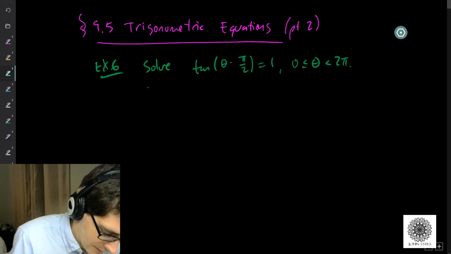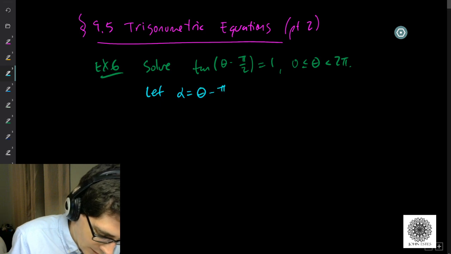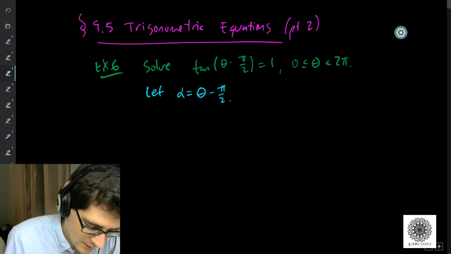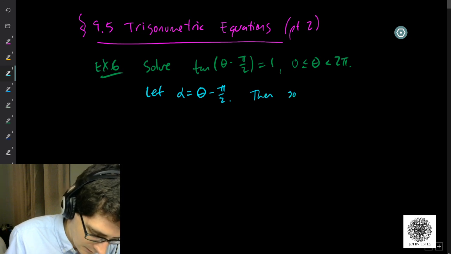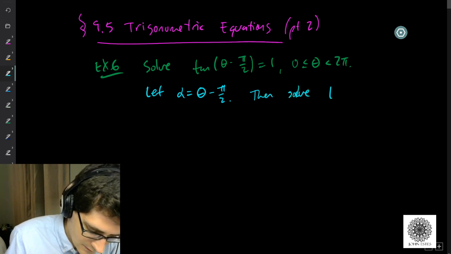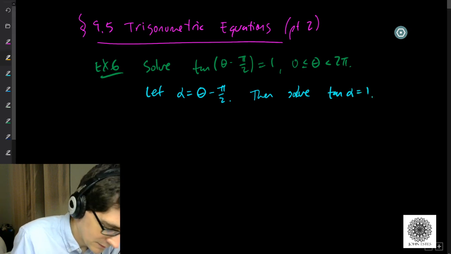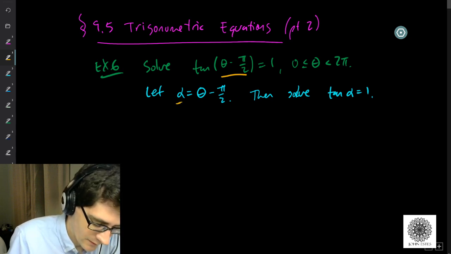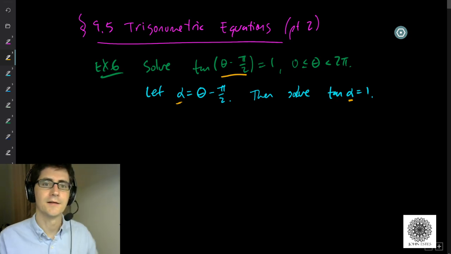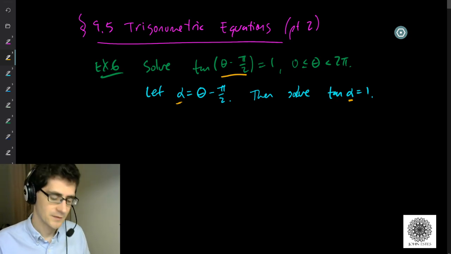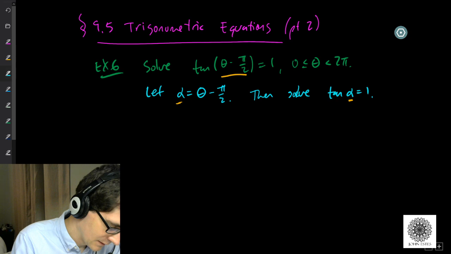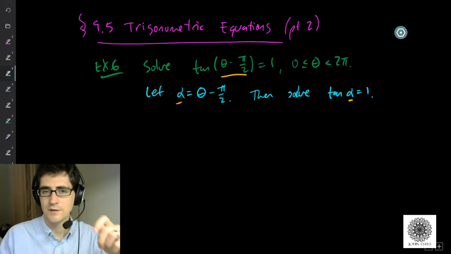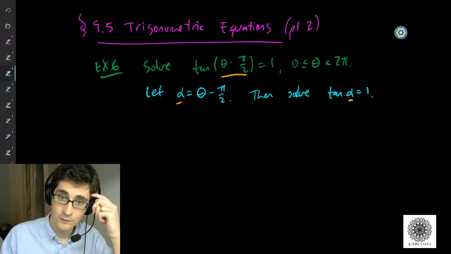How about alpha? Let's let alpha be theta minus pi/2. Okay? And then what I'm looking for, let's solve tangent alpha equals 1, right? So I replaced the theta minus pi over 2 with a variable. So now I have tangent alpha instead of tangent of that other expression. And the reason I did that is because I think I can figure out when tangent alpha equals 1.